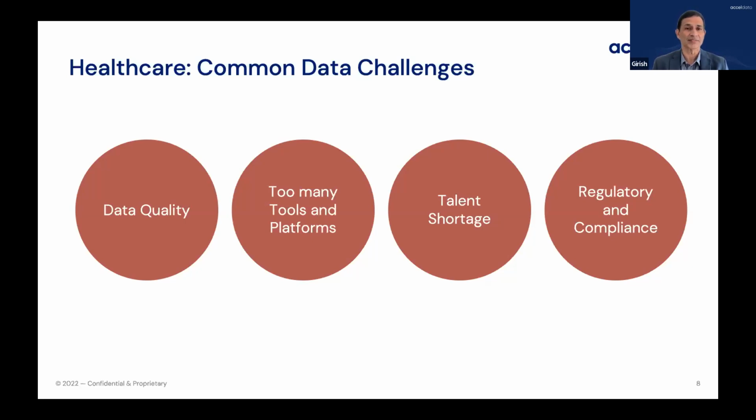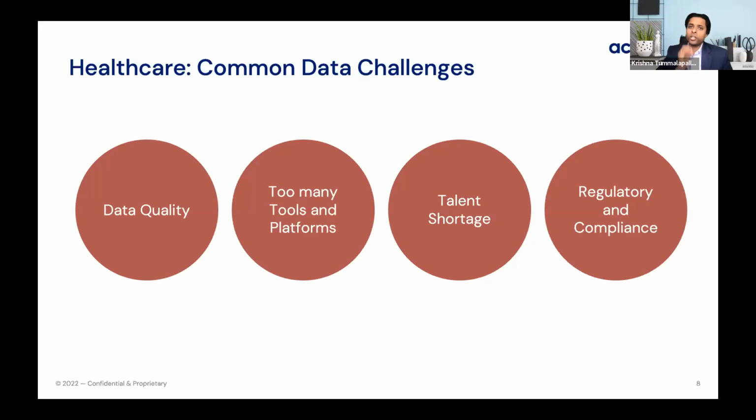So what I want to invite our expert speakers is to share their perspective, and also we'll have a poll for the audience after we go through the slide. So let's start with Krishna. What are your thoughts on the common data challenges that your industry experiences today?